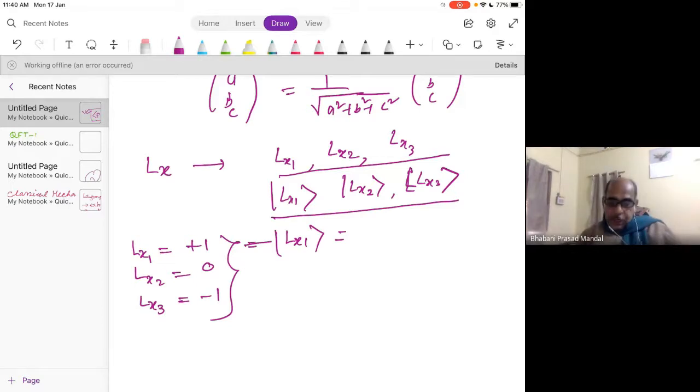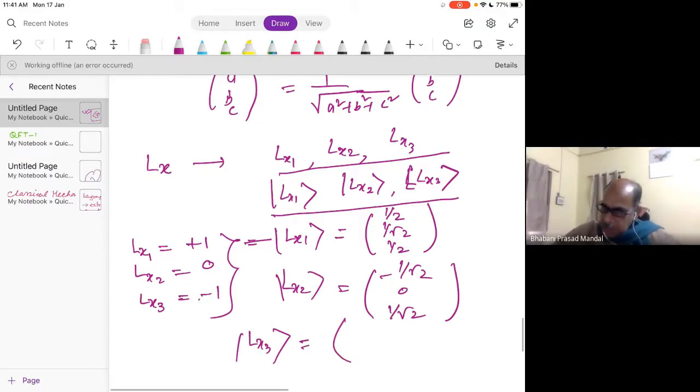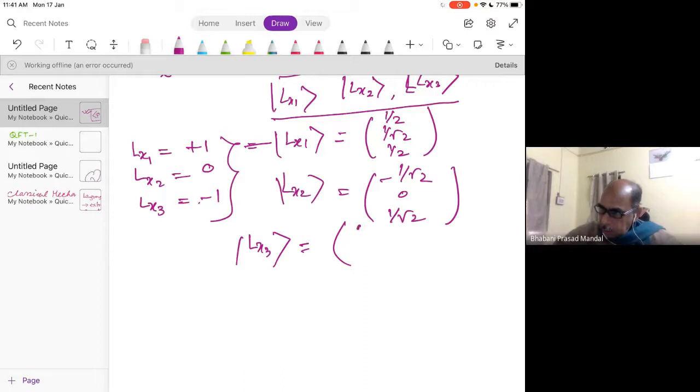Yeah, or maybe I can write this answer is given in this book. So, for Lx equal to 1, the eigenvalues you will get are half, 1 over root 2, half. For Lx equal to 0, the eigenvectors you will get are minus 1 over root 2, 0, plus 1 over root 2. Please verify. And for Lx equal to minus 1, corresponding to this eigenvalue, you will get half, minus 1 over root 2, and then half. These are the eigenvectors you will get.